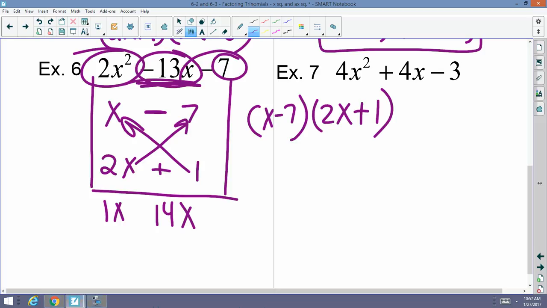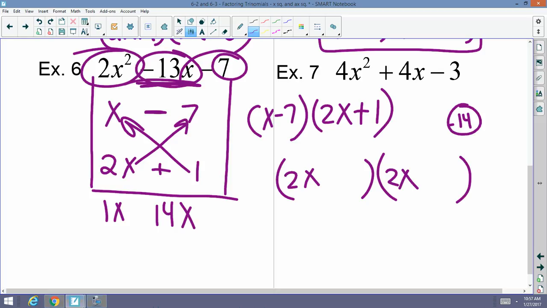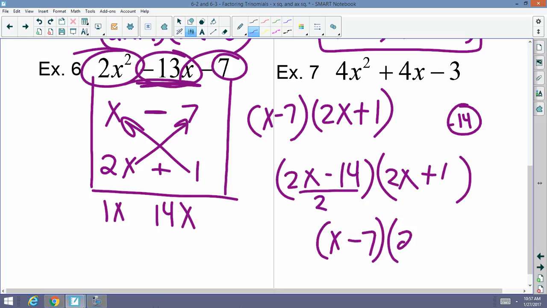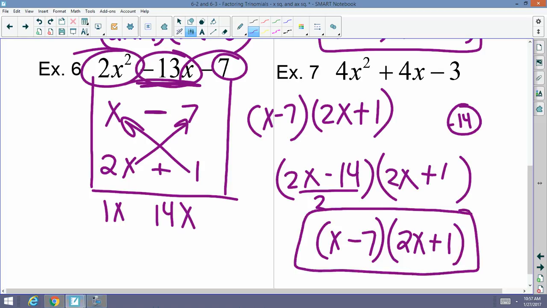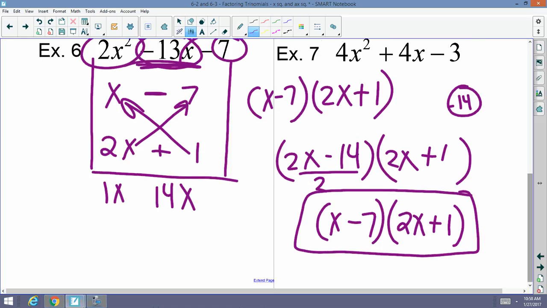Me personally, I would have done it like this. 2x, 2x. 2 times negative 7, my new c is negative 14. What times what is negative 14, but when I add it together it's negative 13? Negative 14, positive 1, imaginary factor. You guys have to make the decision. What do you like better? Because I'm not going to tell you what to do. I gave you 3 tools. Use the tool that you love. Does that make sense?